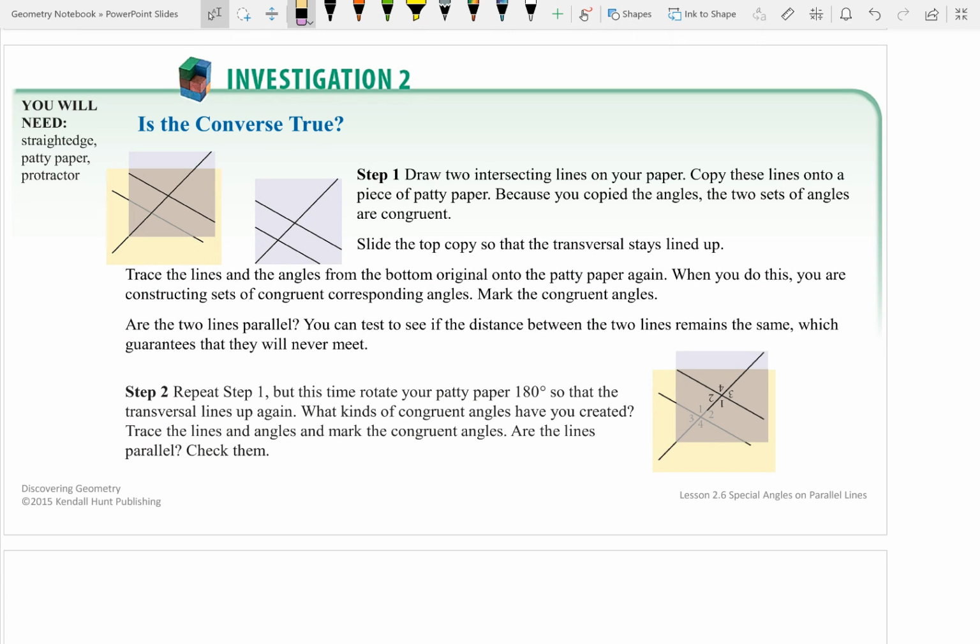So let's see. You're going to draw two intersecting lines on your paper and copy these lines onto a piece of patty paper. Because you copied the angles, the two sets of angles are congruent. Slide the top copy so the transversal stays lined up. Trace the lines and the angles from the bottom original onto patty paper again.